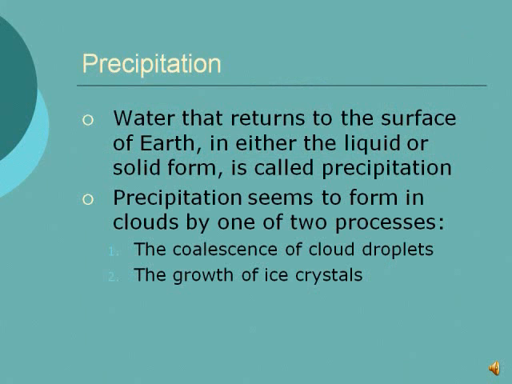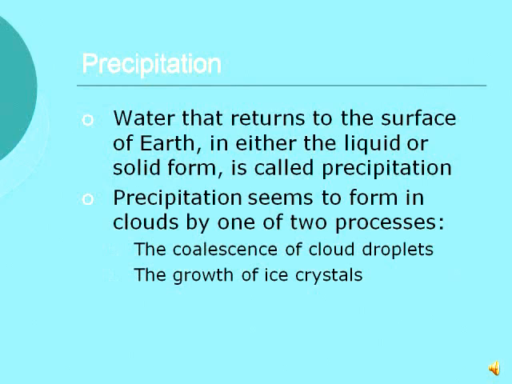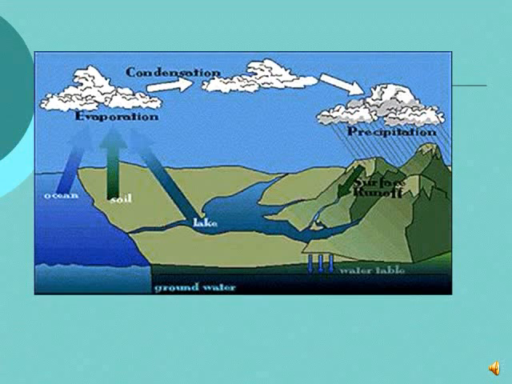Precipitation. Water that returns to the surface of the earth in either a liquid or a solid form is called precipitation. The liquid would be rain, the solid would be snow, hail. A mixture of the liquid and the solid would be sleet. Precipitation seems to form in clouds by one of two processes. Either it's the coalescence of cloud droplets, which means all the droplets in the clouds move together, or it could be from the growth of ice crystals, and when those ice crystals get too heavy, they fall.